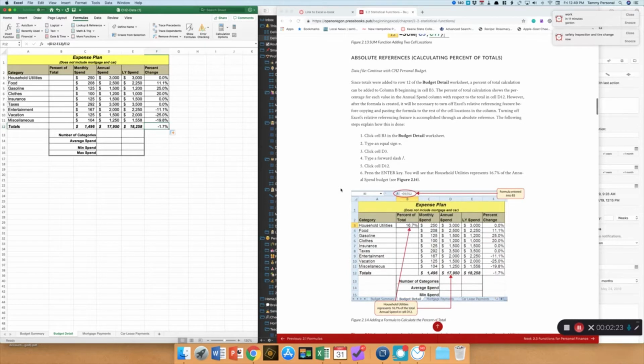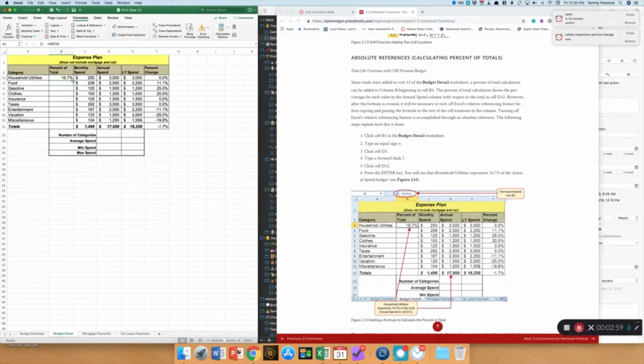Okay, now the next thing we need to do is calculate our percentage of the total. So now we have our totals. Now we want to calculate what percent of the total monthly budget of $1,496 is spent on our utilities. That's easy enough to calculate, right? That's our monthly utility bill divided by the total. That'll give us 16.7%, as the example shows.